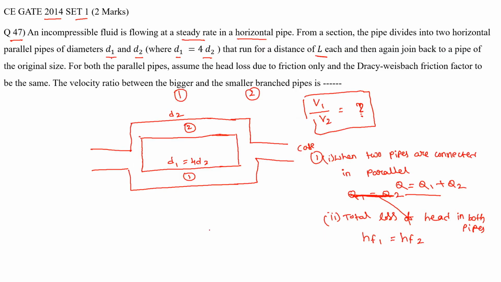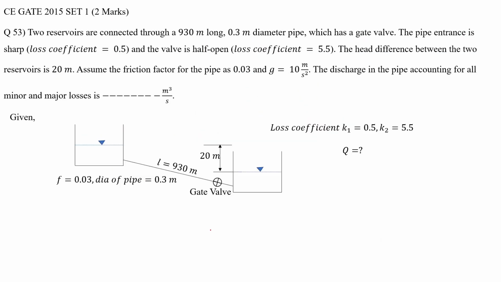Okay. Now again, let's write the formula. This is a schematic diagram I have drawn more neatly. This is reservoir 1, this is reservoir 2, and the length of the pipe is 930 meters. The difference in the reservoir levels is 20 meters, the friction factor f is 0.03, and the diameter of the pipe is 0.3 meters.